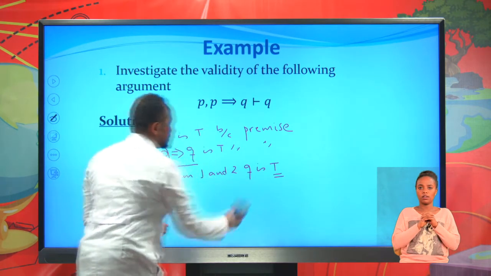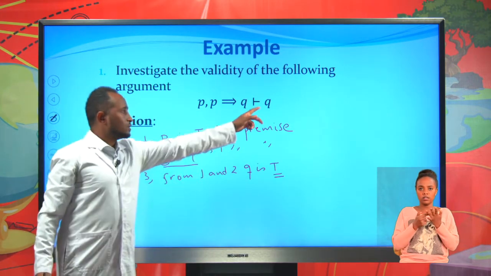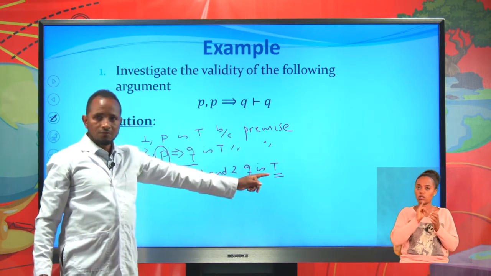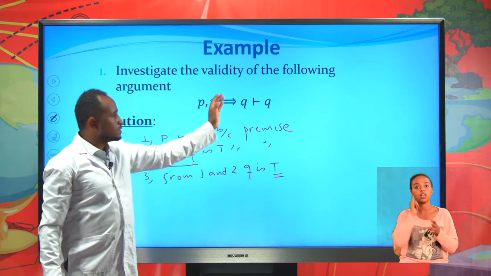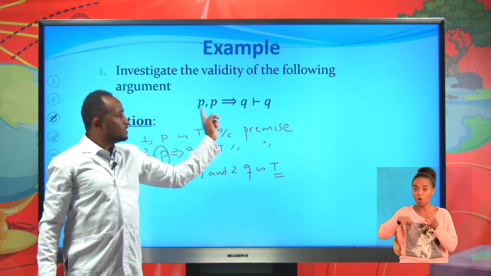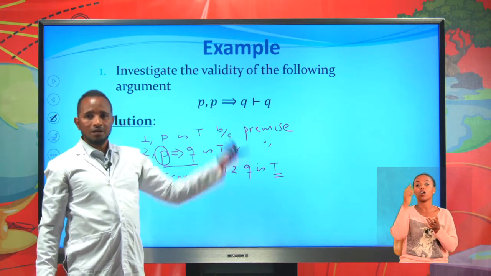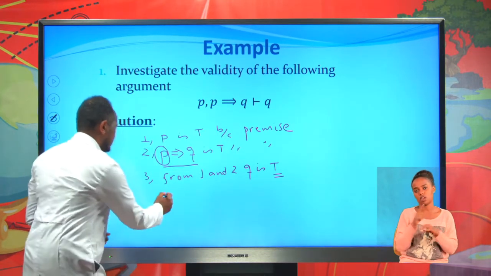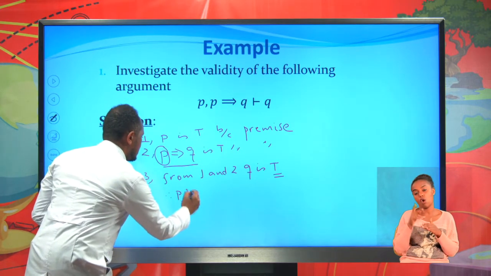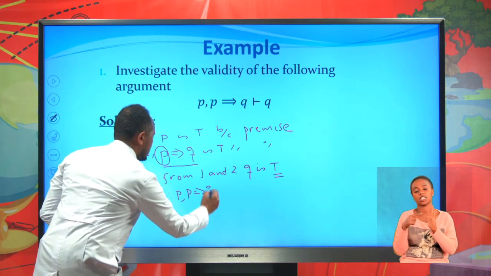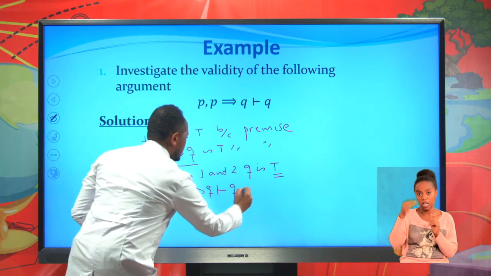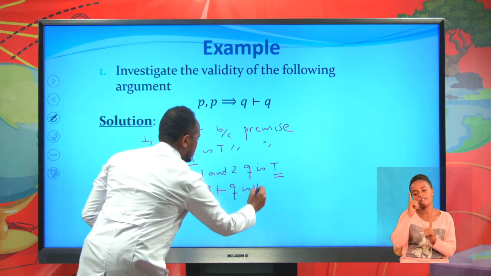So, what's our conclusion? Our conclusion is Q. So, we arrived that Q is true. Therefore, assuming the premises to be true, the conclusion becomes true. Therefore, this argument form is valid. P implies Q and P, yielding Q, is valid.